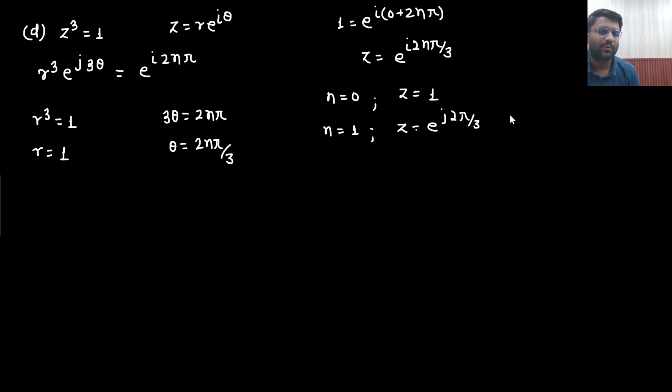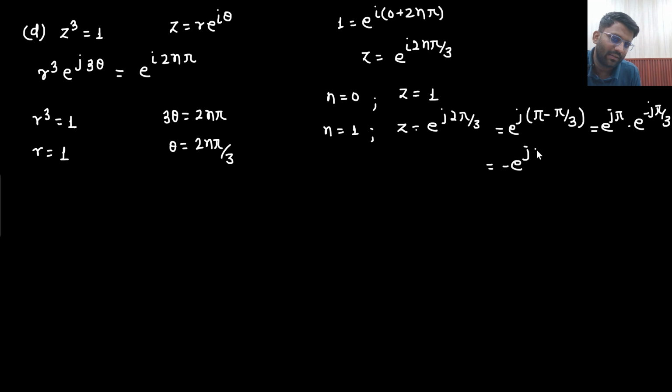Right? What could it be equivalent to? It could be written as e to the power j (pi minus pi by 3). Say yes or no, right? It could be written as e to the power j (pi minus pi by 3). n equals 1 I am putting. Now this would be equivalent to e to the power j pi multiplied with e to the power minus j pi by 3. Now what is this? e to the power j pi is nothing but minus 1. So what answer am I getting? This is the answer: minus e to the power minus j pi by 3. This is the value of z you are getting.